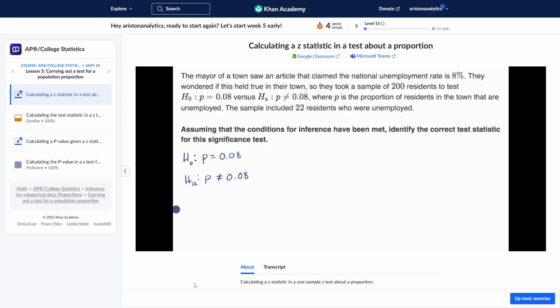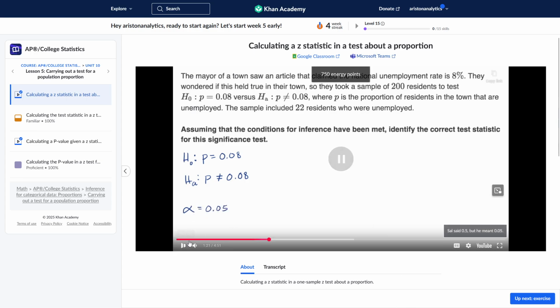And so what we would do is we would set some type of a significance level. We would assume that the mayor of the town sets it. Let's say he sets or she sets a significance level of 0.5.